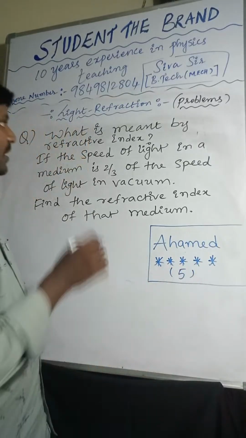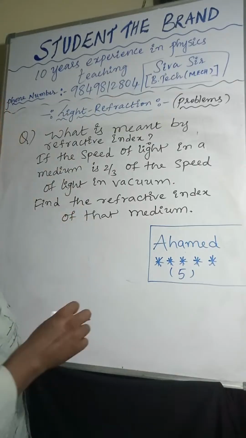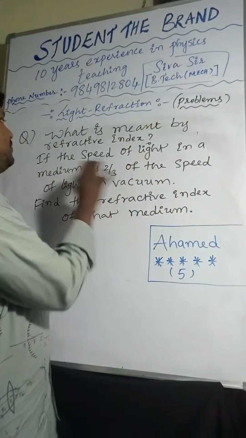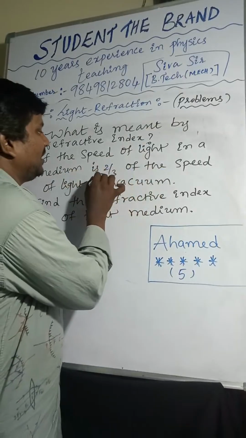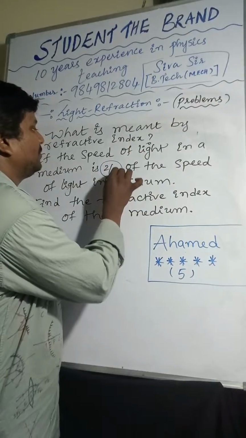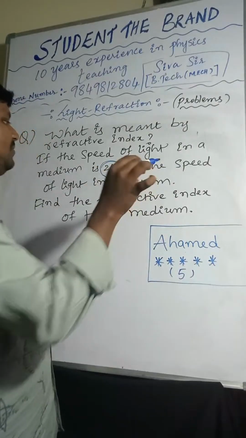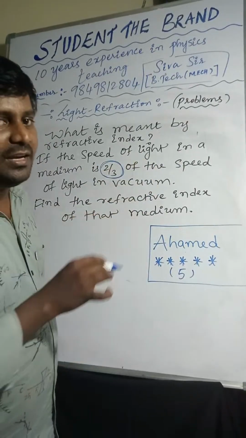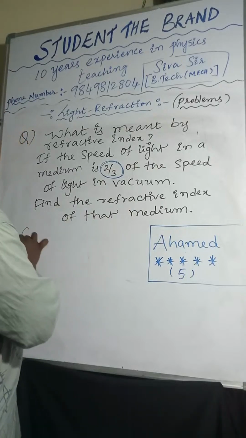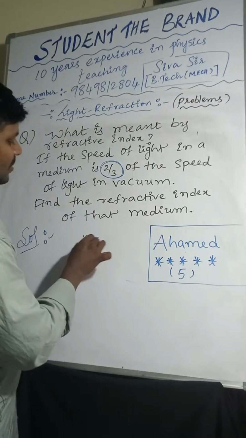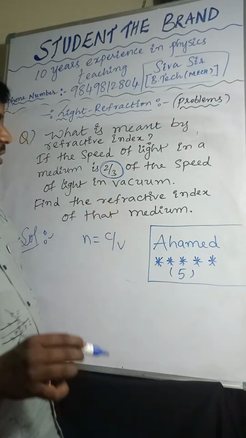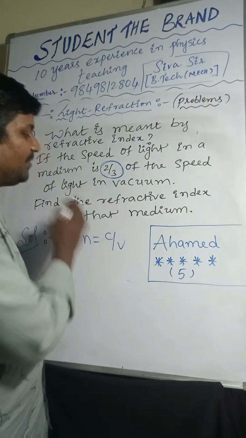Done. So now you see what is meant by refractive index. If the speed of light in a medium is 2 by 3 of the speed of light in vacuum. Normally, in a solution, I am taking n equal to c by v.